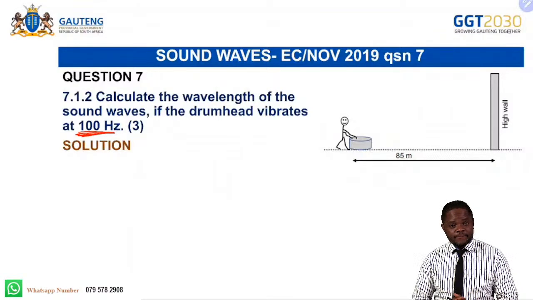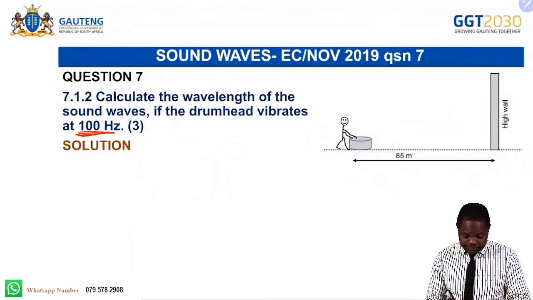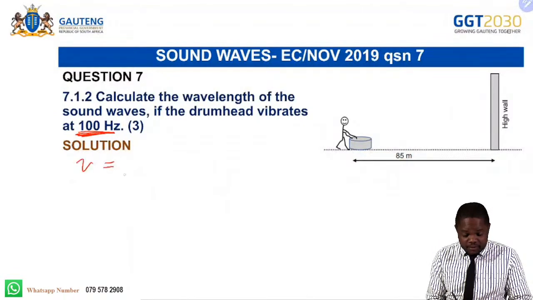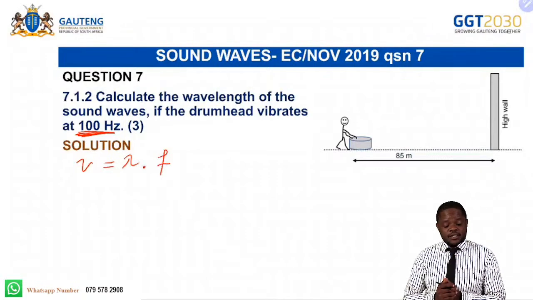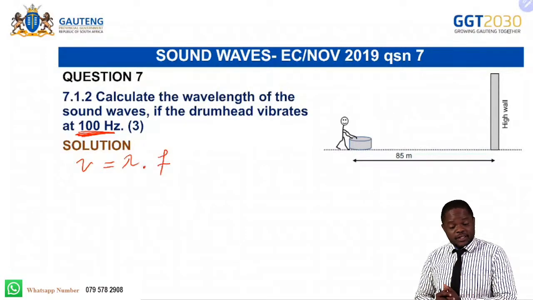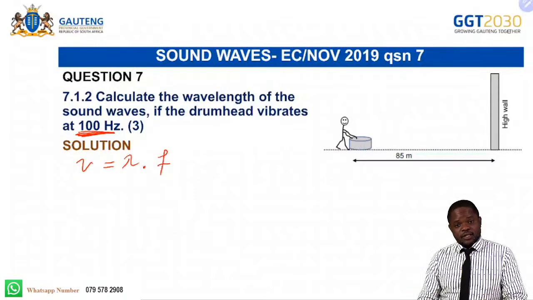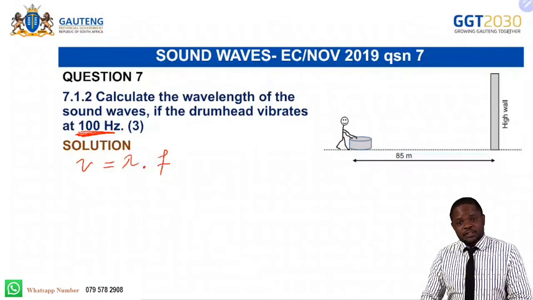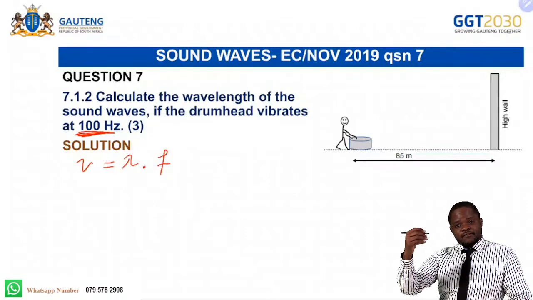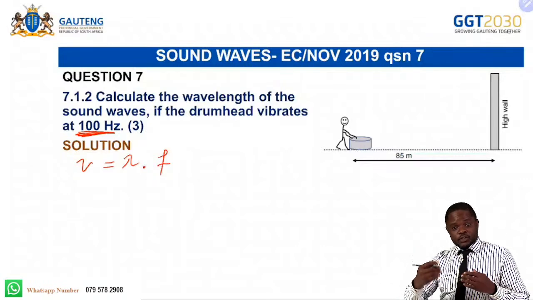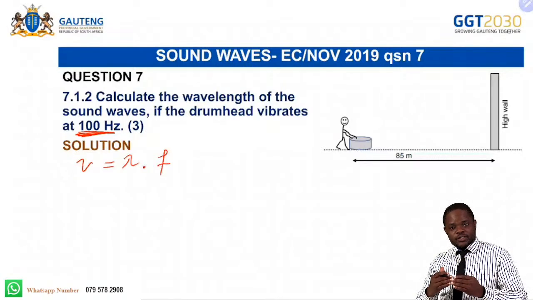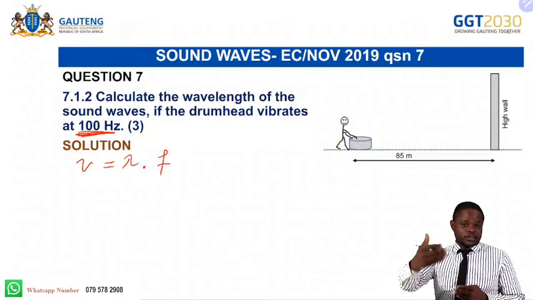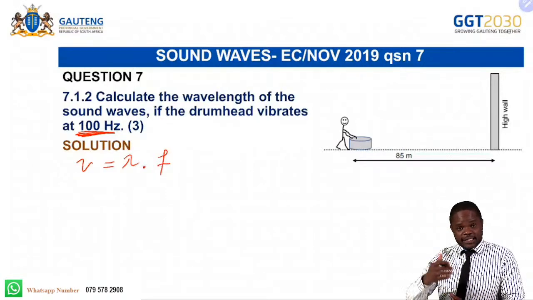Right. Okay. Remember our formula, speed is equal to wavelength multiplied by frequency. Right. Speed is equal to wavelength multiplied by the frequency. I believe you've got that formula with you, isn't it? You can take it down. What is our speed? The speed is the one which we calculated in the first part. Remember, we've got such questions in the examination. One question, the answer for the first part, you use it to tackle the question in the second part.